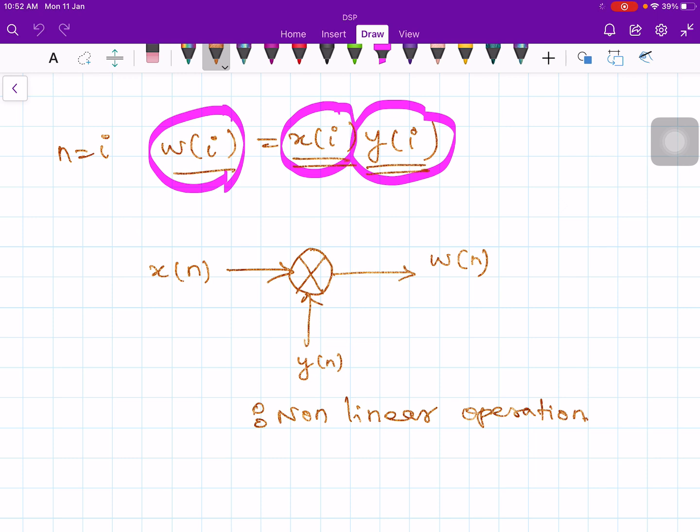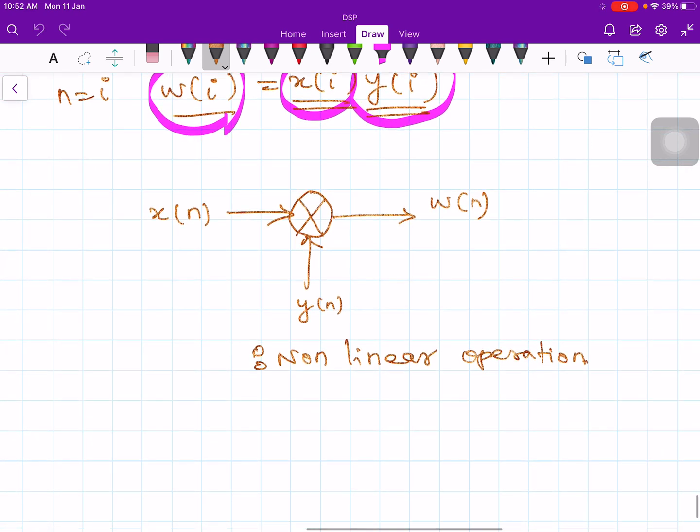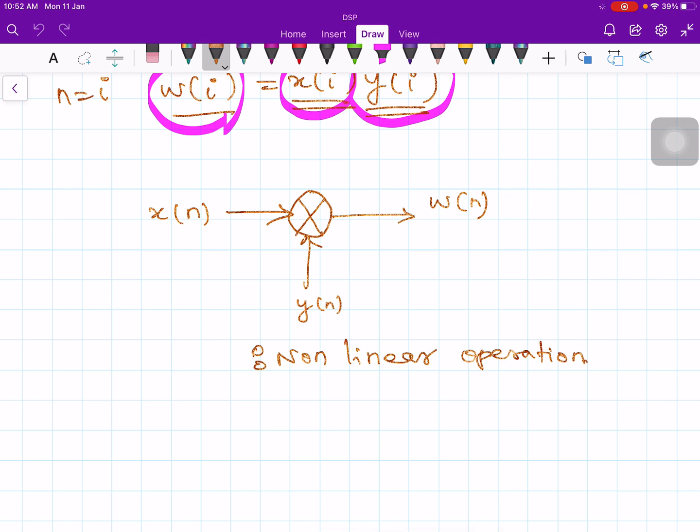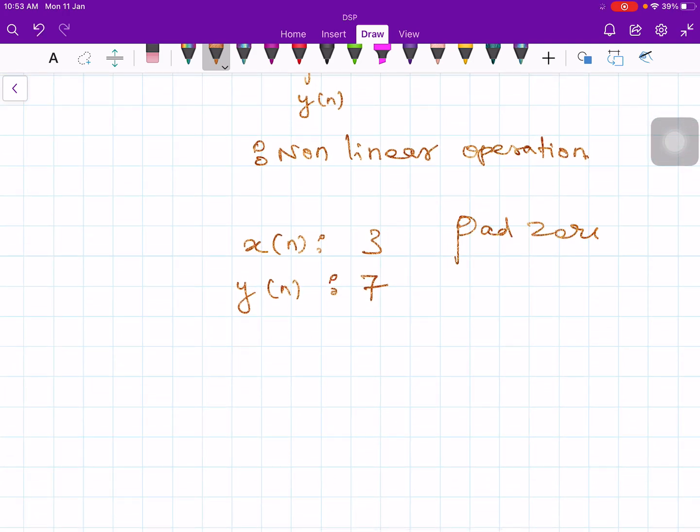And one more point, suppose two sequences are not of the same length, then what we have to do is add some zeros. Suppose x of n has a length of 3 and y of n has a length of 7. Then how do you multiply? Because the fourth sample in x of n is not there, and fifth is not there, sixth is not there, and seventh is not there. So what you do is you pad zeros in x of n before doing any operation. You make the two lengths identical by adding zeros to the sequence which has fewer samples.